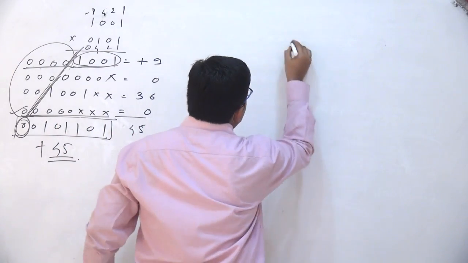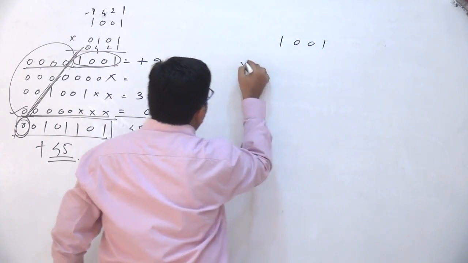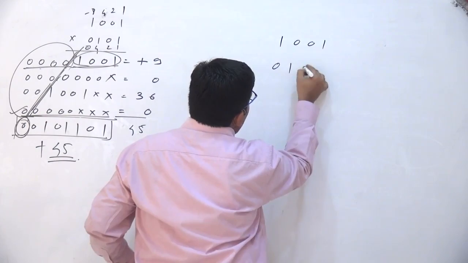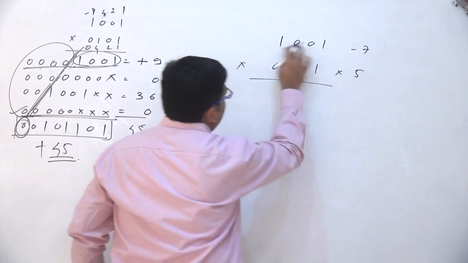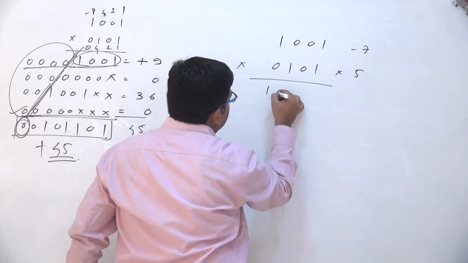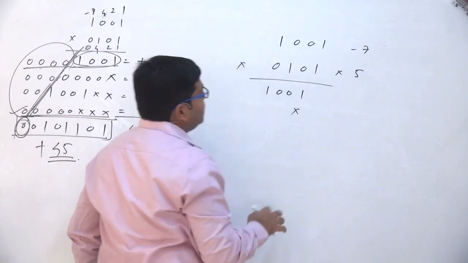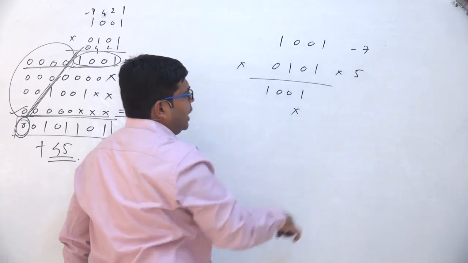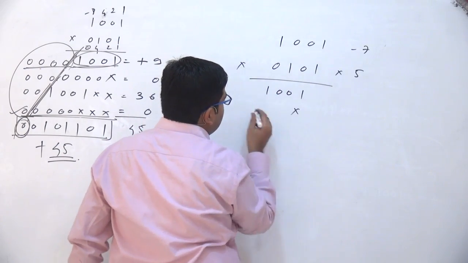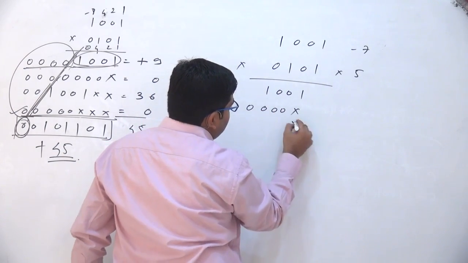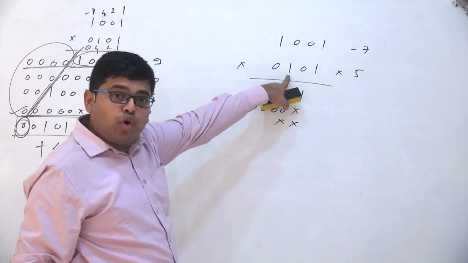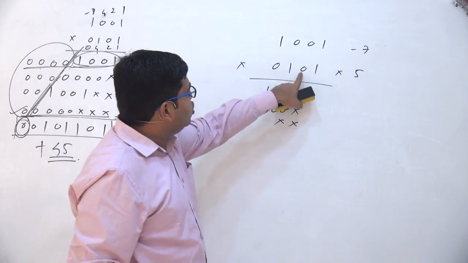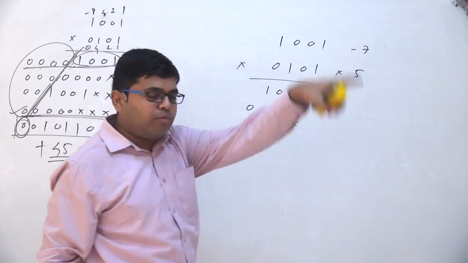It will be like this: 1001 multiplied by 0101, that is, minus 7 multiplied by 5. So, first of all, 1001 into 1 is 1001. Okay, it's like minus 7 into 1 is equal to minus 7. Then minus 7 into 0 will be equal to 0. Then minus 7 into this is 4. Okay, 1, 2, 4. Minus 7 into 4 should be equal to minus 28.